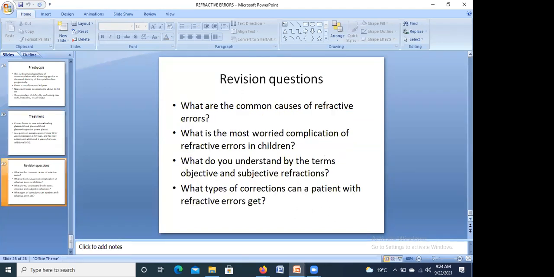So these are some of the questions which can help you to revise. What are the common causes of refractive errors? And what is the most worrying complication of refractive errors in children? And what do you understand by the terms objective and subjective refractions? And what types of correction can the patient with refractive errors get?